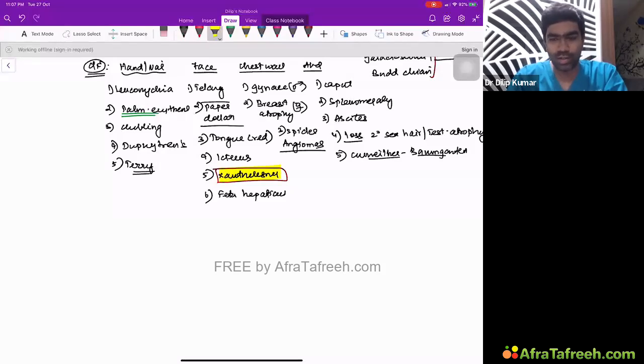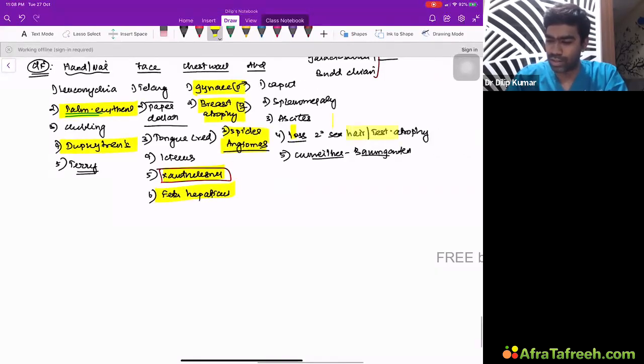In that, what are the signs of liver failure that you traditionally study? Palmar erythema, Dupuytren's contracture, then fetor hepaticus, then gynecomastia, breast atrophy, spider angiomas, then testicular atrophy, loss of secondary sexual characters. That is a sign of hypoandrogenism.